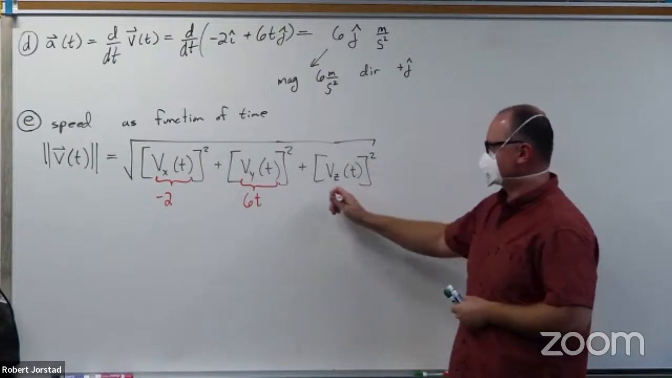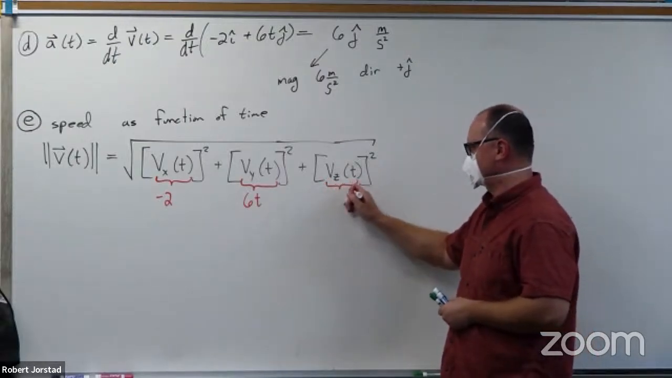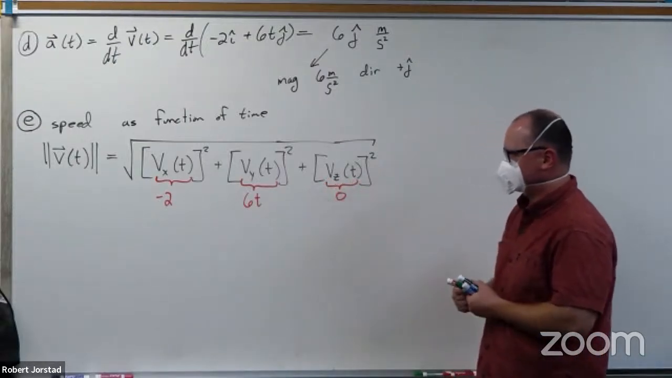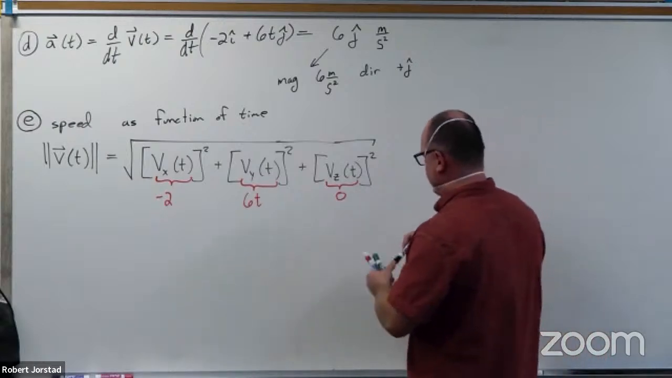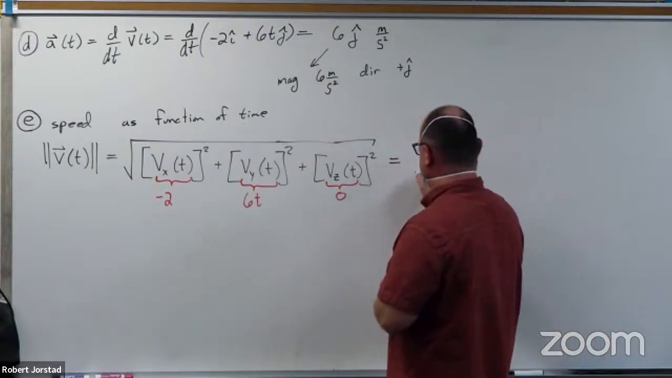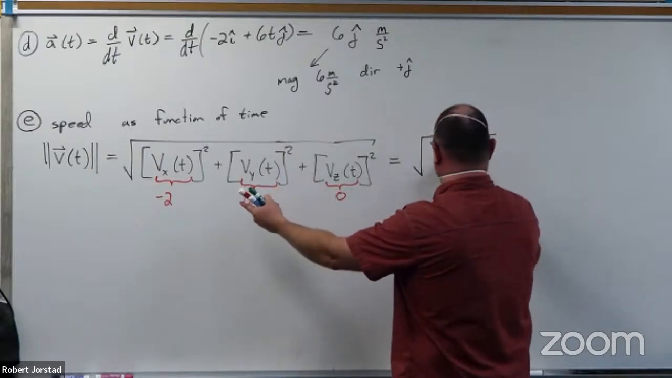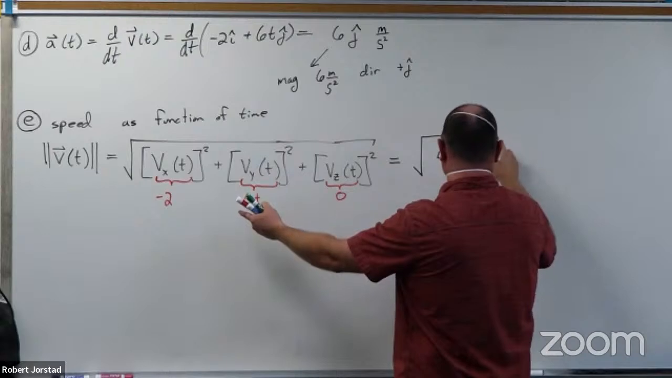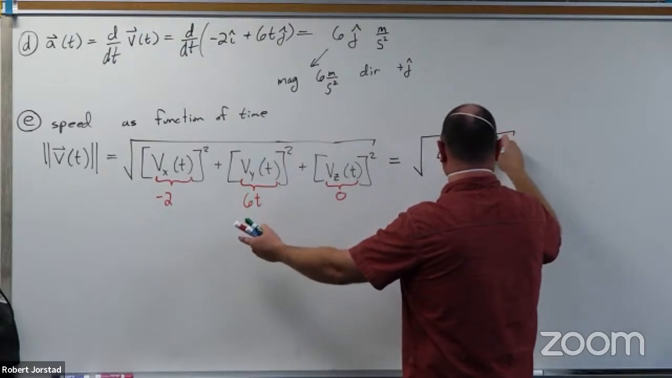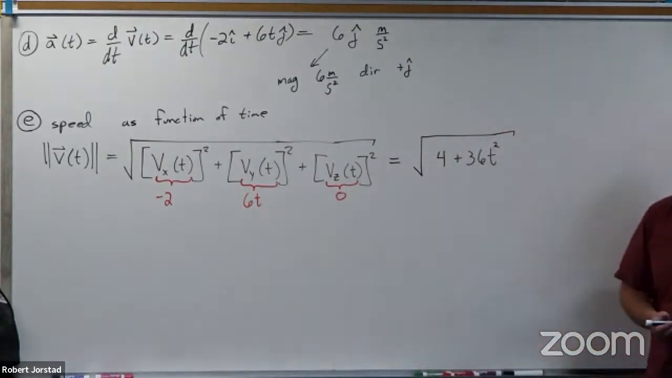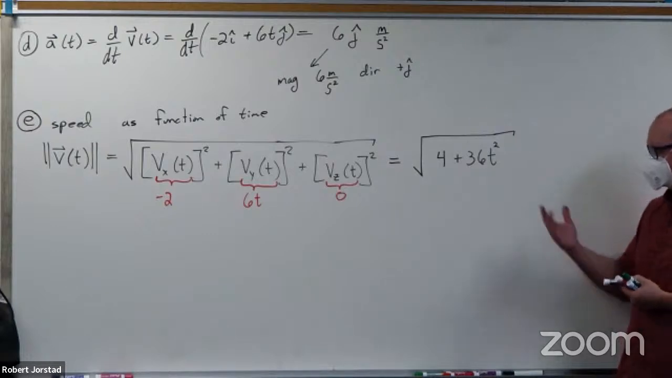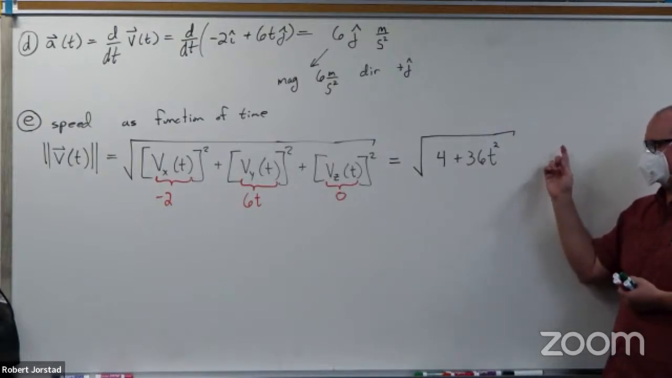What's Vz as a function of time? 0. Yeah, that one's 0. So in this case, we should get the square root of 4 plus (36t) squared. So far, so good. Now, in this case, you might be saying, well, you should write meters per second here.